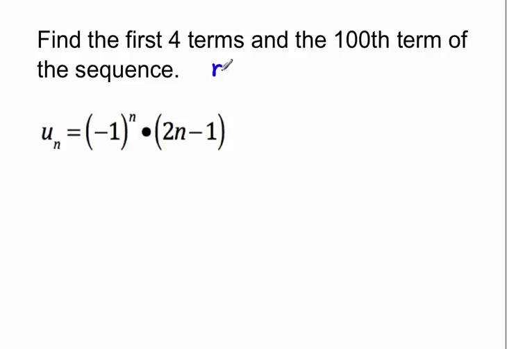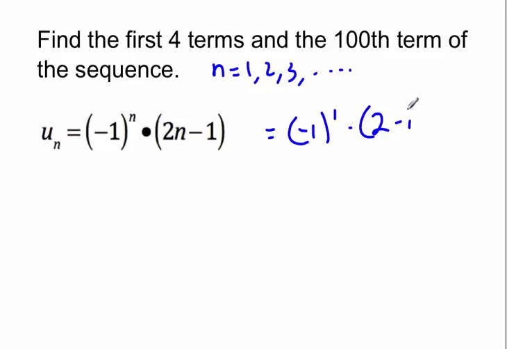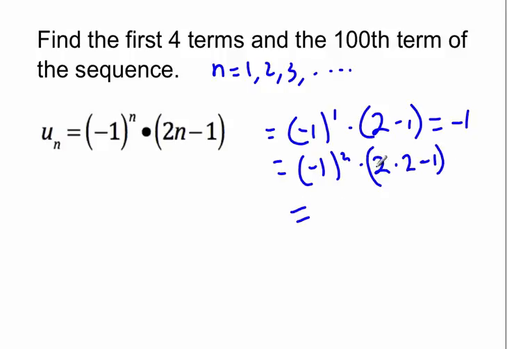Okay, so we're going to take the numbers 1, 2, 3, and so forth, and we're going to make a sequence out of this. If you were to do it by hand, you would get (-1)^1 times (2 times 1 minus 1). This whole thing is going to give you -1. And if you look at n equals 2, then you're going to have (-1)^2 times (2 times 2 minus 1). That's going to give you a +1 here. This is going to give you a 3. Okay, so your sequence should be -1, 3, and then so on.